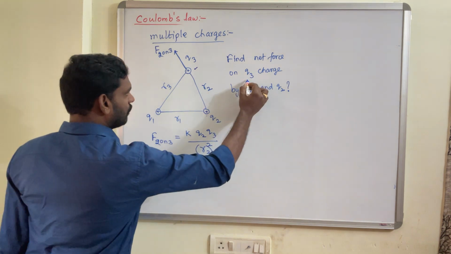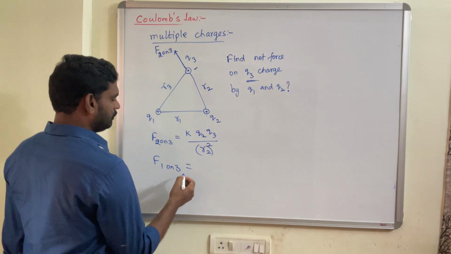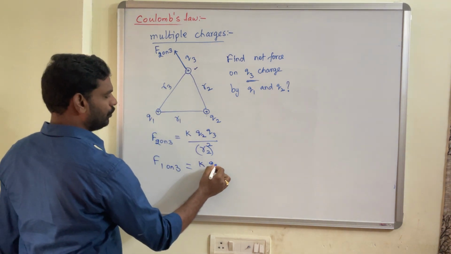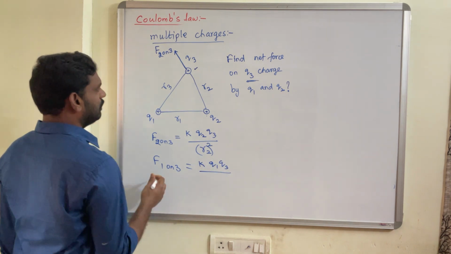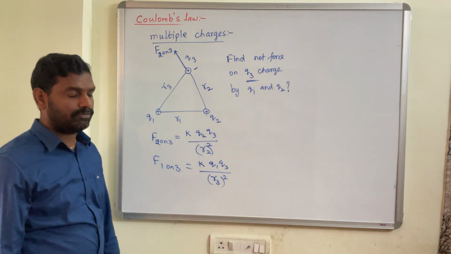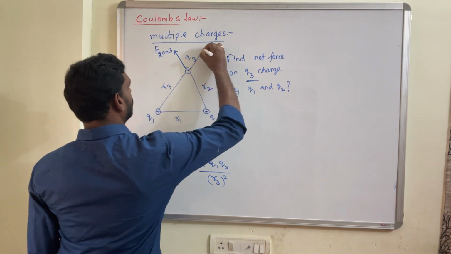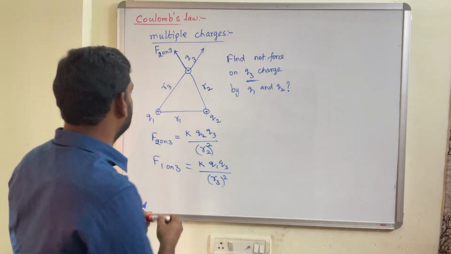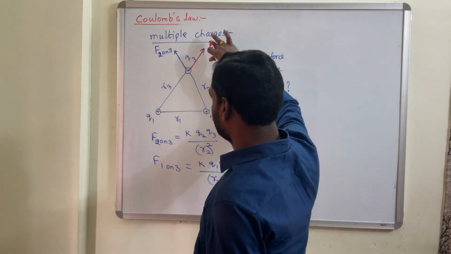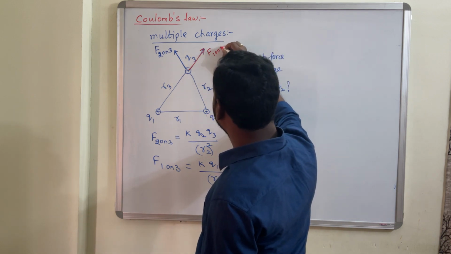He asked you to find the net force on Q3 by Q1 and Q2. Right, 1 on 3. So this is K, the product of two charges Q1, Q3, by the square of the distance between the two charges, which is R3 square. Now this is the force. This force will be along this direction, along the line which joins the two charges. Repulsive force is what it will be. This is nothing but the force exerted by 1 on 3.